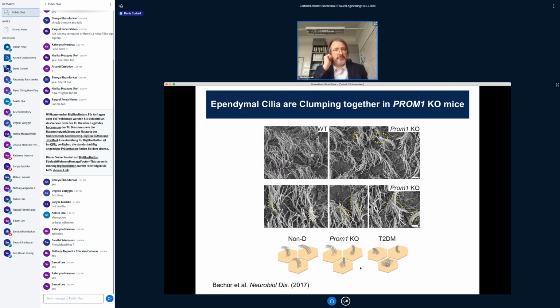Totally. And this is quite interesting, meaning that in this case, prominin might play a role there by maintaining not only the structure, but the proper distance between each cilium. So please keep this in mind for the talk we will have in 2 weeks with the photoreceptor cell.